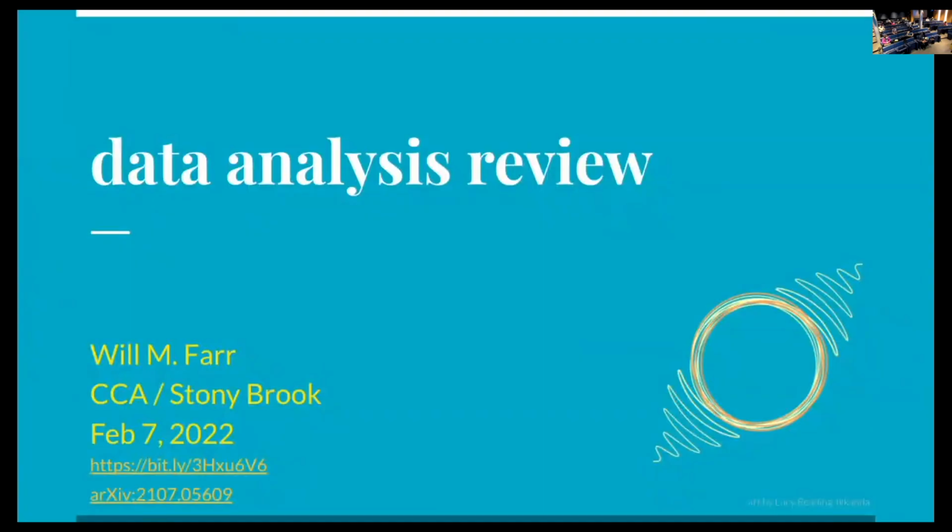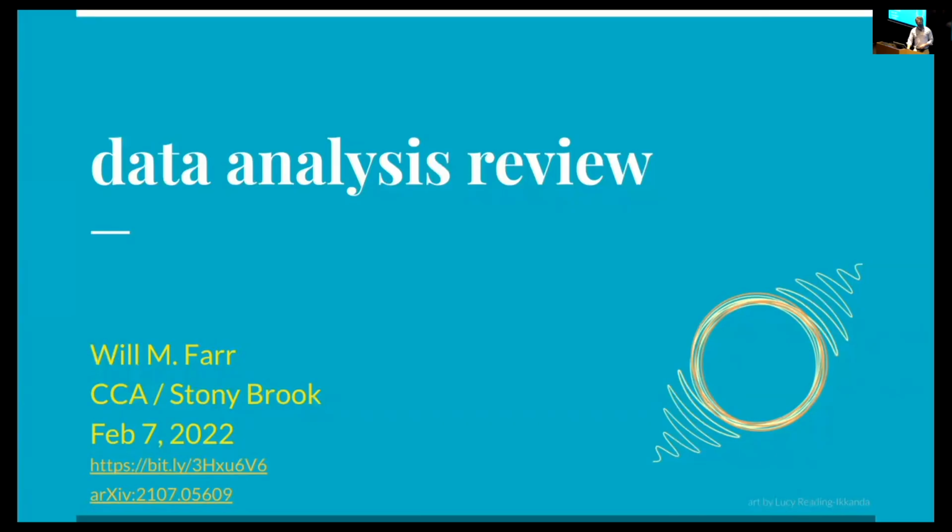Max suggested I might do an overview of the data analysis that is involved in observationally characterizing ring downs, and I'm happy to do so. If you want, these slides are here. Now's the time for a cell phone picture. And much of the material comes from this paper that Max and I wrote late last year.